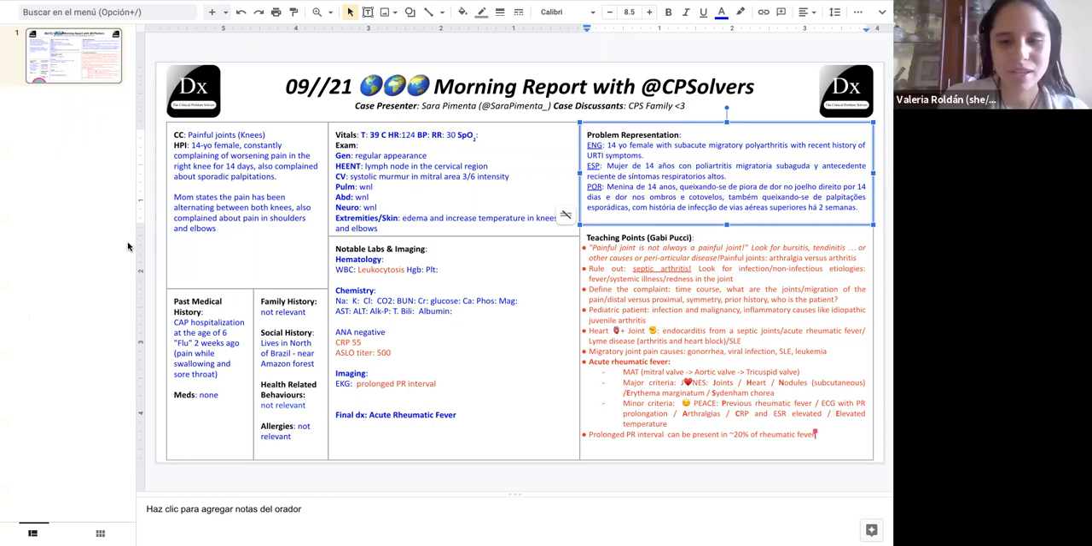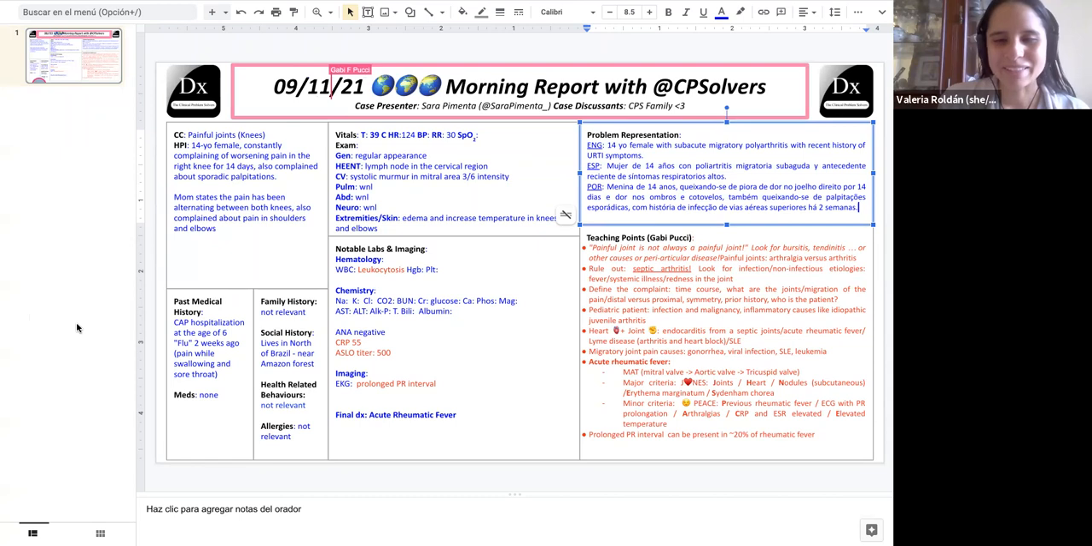Thank you, Gabby. I wanted to take a minute to reflect on your amazing teaching points. I love the emojis. I think that's a great addition. Thank you so much. I love it.